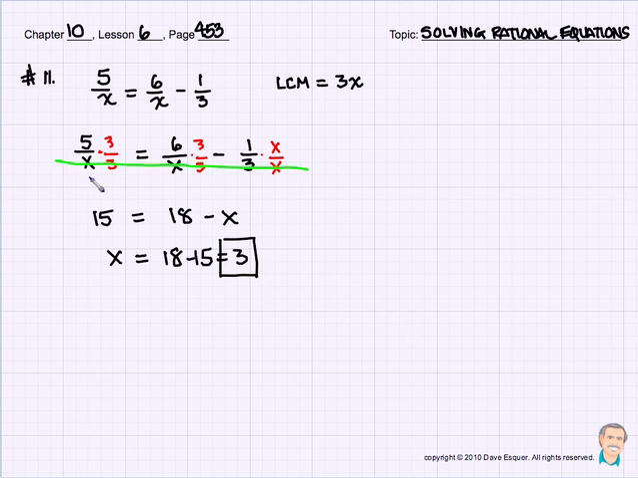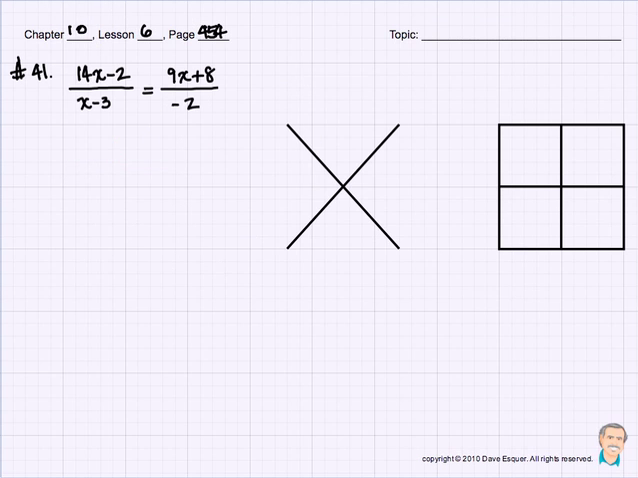Our solution. Remember the trick, when we have an equation and the denominators are all the same, we can wipe them out. What we're really doing is multiplying both sides by 3x over 1, and you'll see that the x's and the 3's cancel out. Okay? So, number 11. Try something a little bit more involved, number 41.